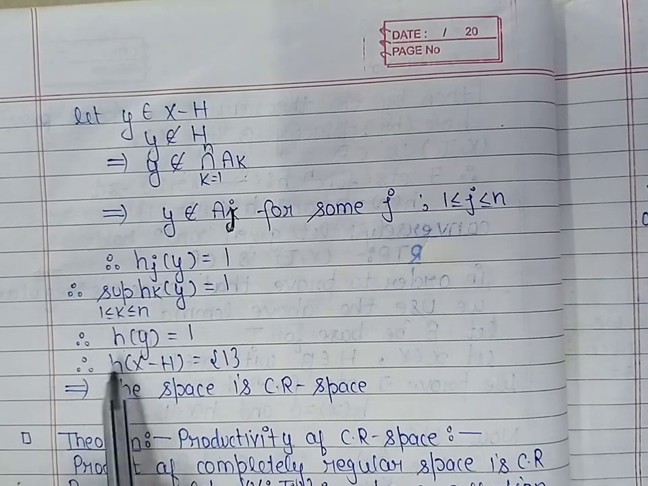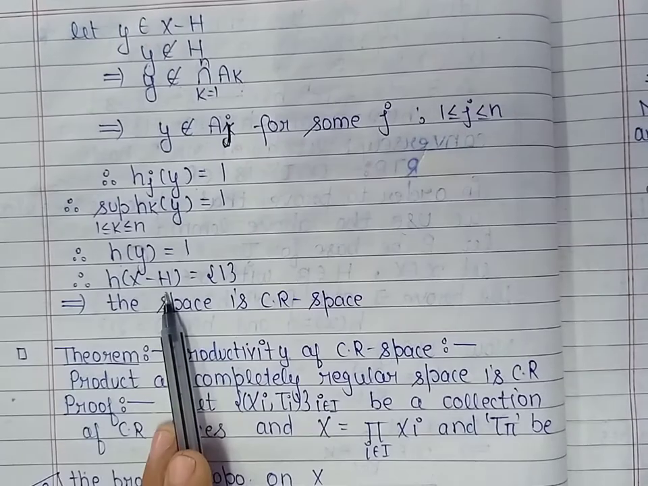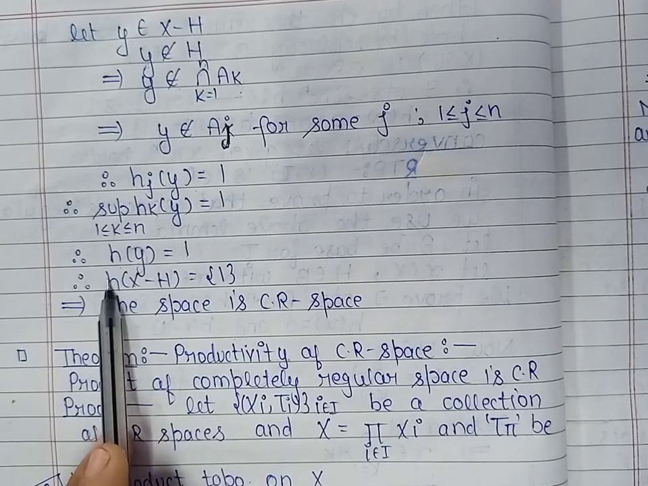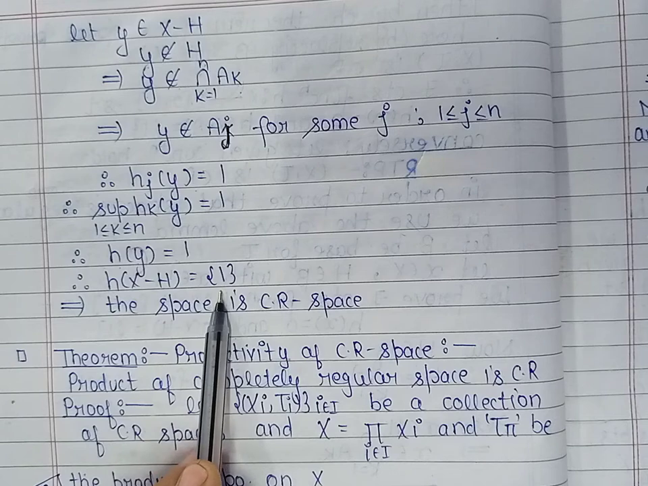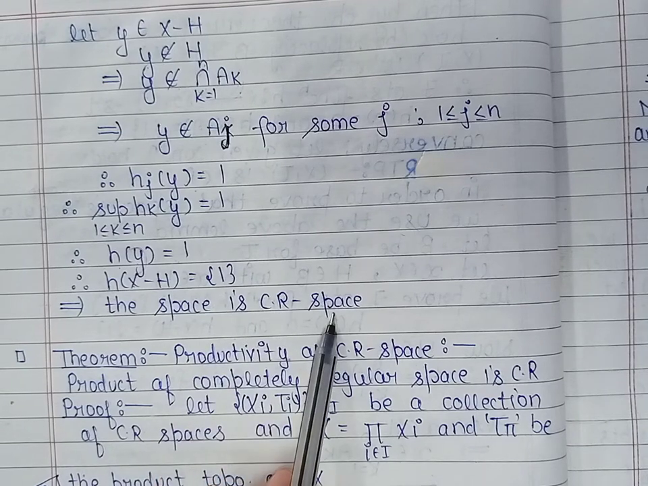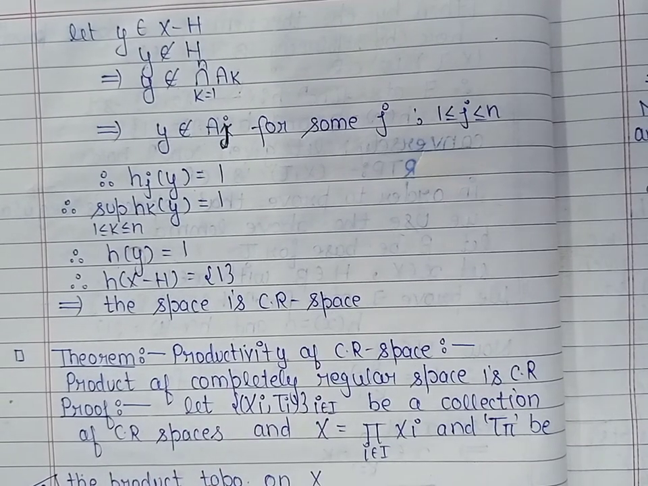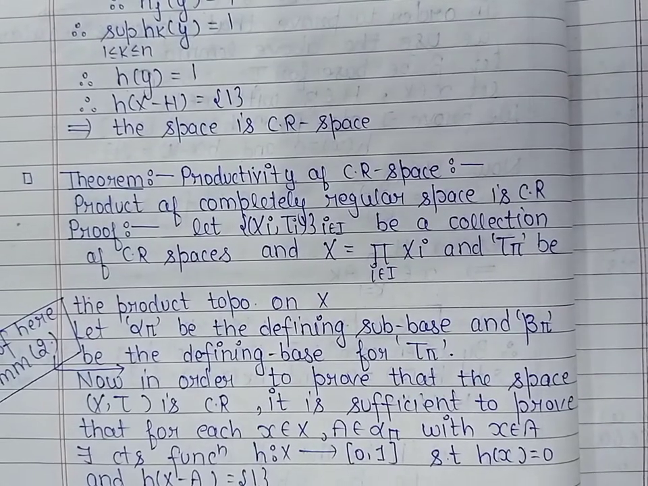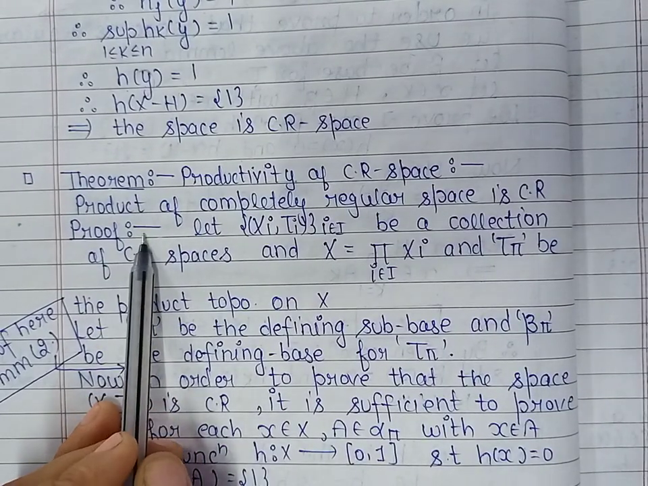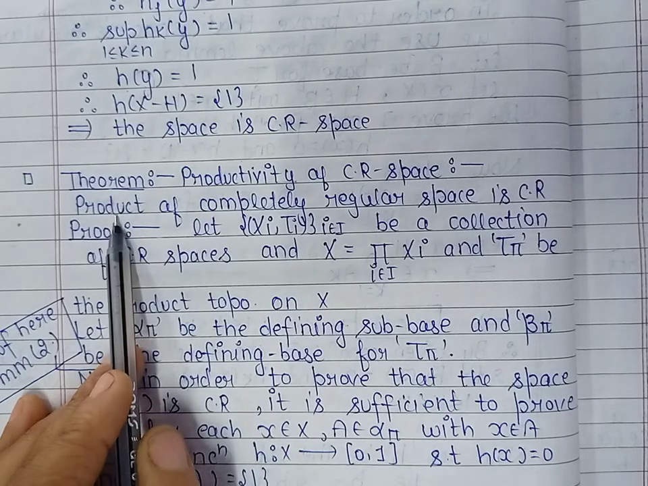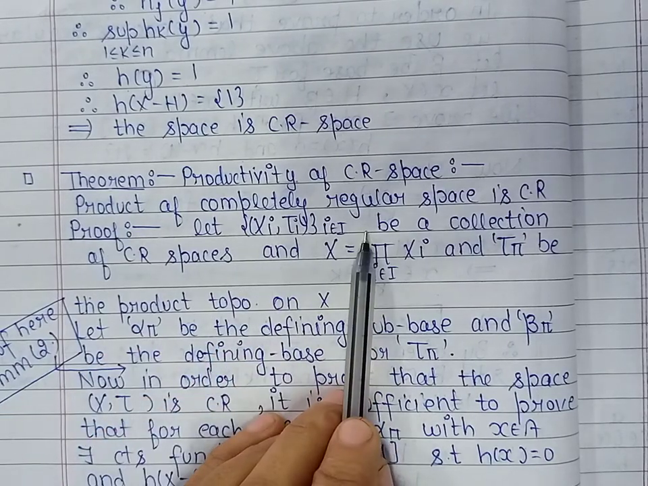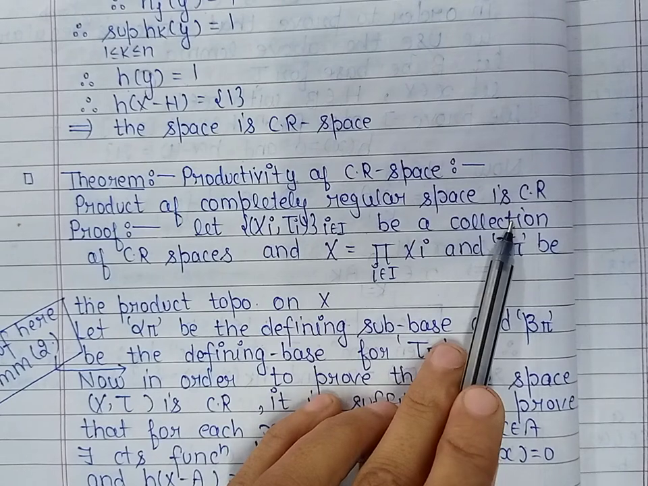So we can say that the image of the complement of H under the function h is the singleton {1}. So we have proved the topological space is completely regular. Now let us come to the proof of the main theorem, the productive property of completely regular topological spaces. It means the product of completely regular topological spaces is completely regular.